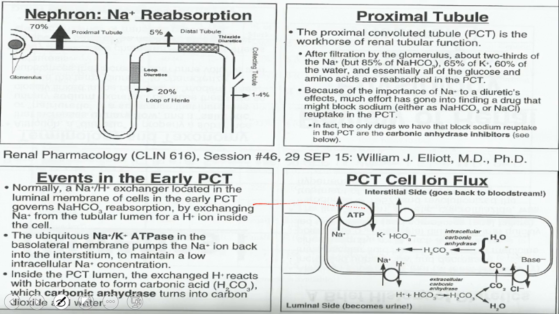So a little more discussion about this. Here you see up here in the proximal convoluted tubule is where these things are reabsorbed in the body, and it says that after the filtration by the glomerulus, so after this stuff has been filtered through here, 2/3 of the sodium, but 85% of the sodium bicarbonate, 65% of the potassium, 60% of the water, and essentially all the glucose and amino acids are reabsorbed in proximal convoluted tubule. So pretty much everything, like tons of stuff, is all reabsorbed right here.